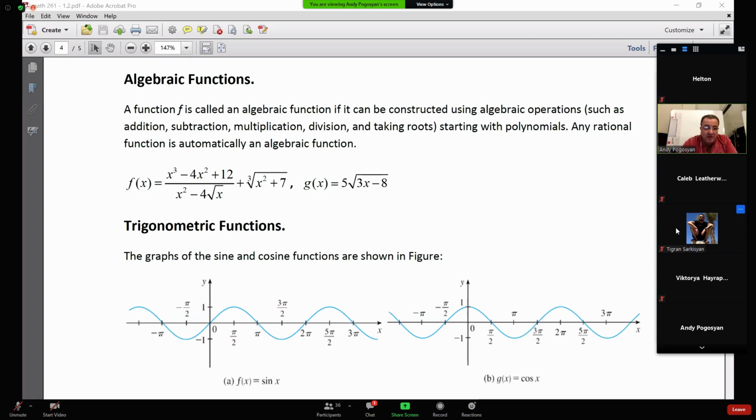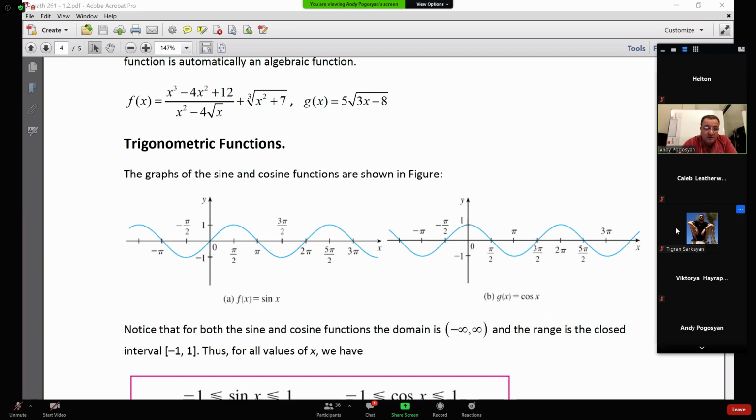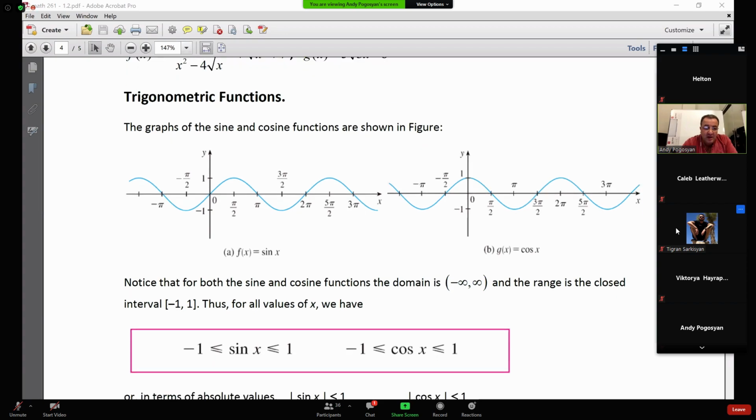Now trigonometric functions. So sine, cosine, tangent, and the reciprocals: cosecant, secant, and cotangent functions. So the graph of the sine function and the graph of the cosine function are given here. You can see that they are defined on the whole real number line. So the domain is all real numbers, with no restrictions on those functions.